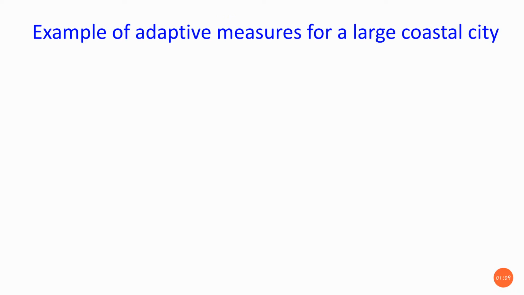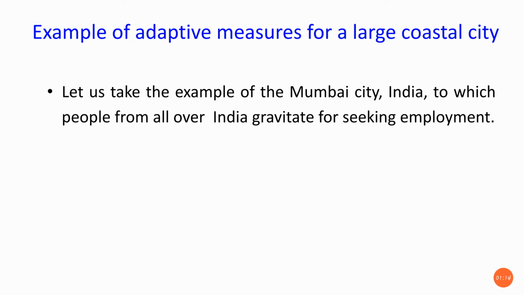So here is an example of adaptive measures for a large coastal city. We are taking Mumbai city as the example, to which people from all over India gravitate for seeking employment, because here we have a lot of job opportunities, because they have a lot of industries. Then these people are working for society, for the manufacturing of products and developing different kinds of technologies. So that's why it is attracting a crowd of people, educated people, uneducated people, people at three levels of skills are going to be attracted to Mumbai city.